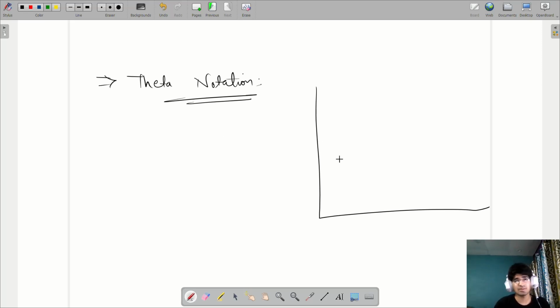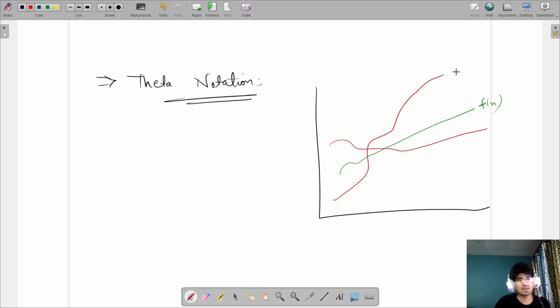So how does this look? I'll have a function going like this, f(n), and then something going like this, and let me take this way: c2 g(n) and c1 g(n), the upper and lower bounds. For example, if there is something like 110n plus n, its tight upper bound will be n, and its rate of growth at the best case will also be n. Simple as that.